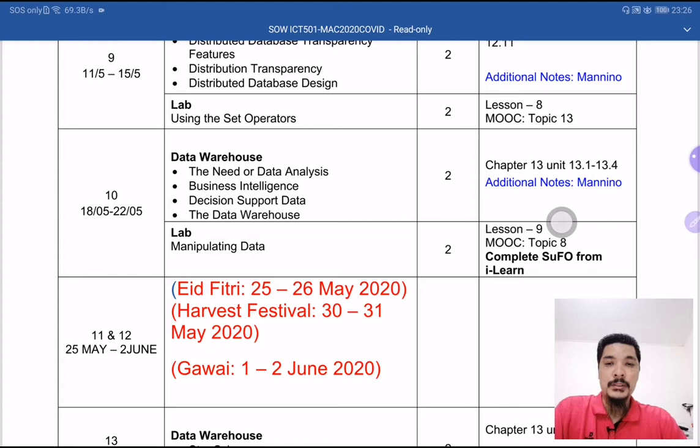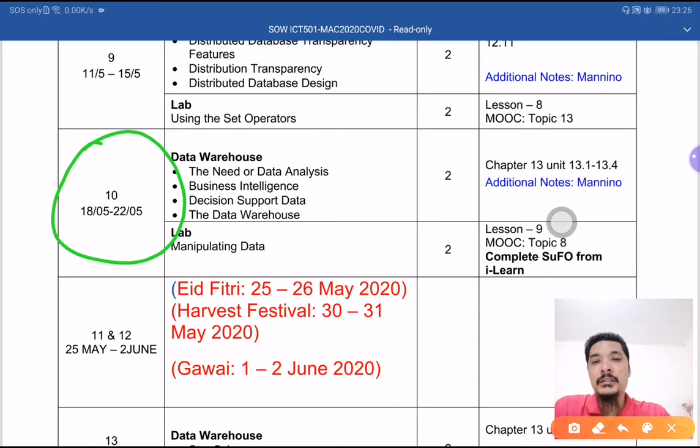Okay, so for today, for this lesson, I'm going to talk about a data warehouse. For your information, everybody, we are now in week 10, during the COVID-19 situation, PKP. For today, I'm going to talk about the topics data warehouse, and also what is called business intelligence: data warehouse plus business intelligence.